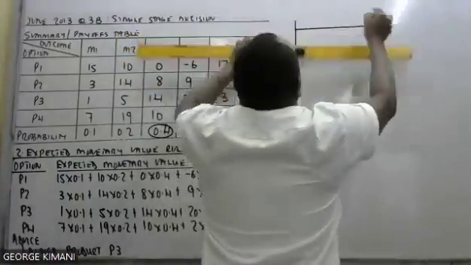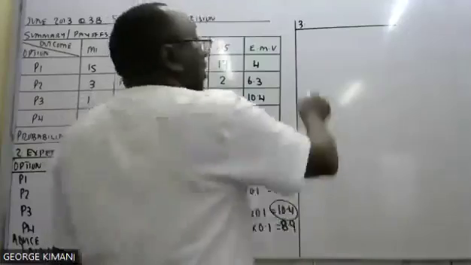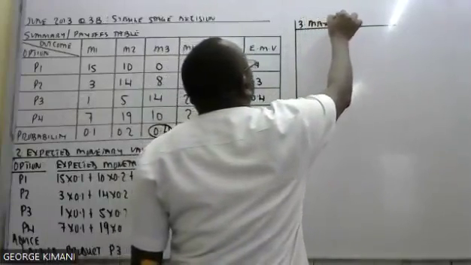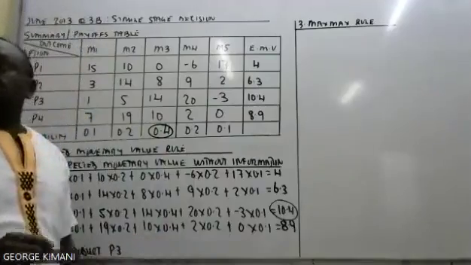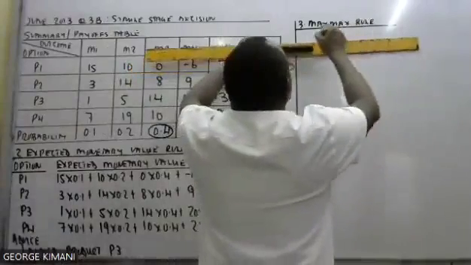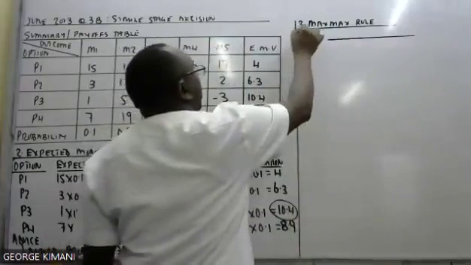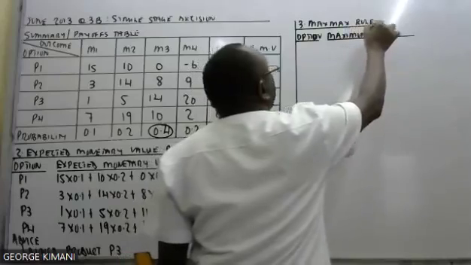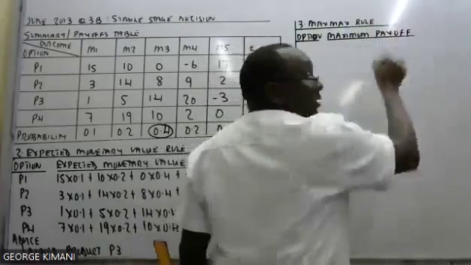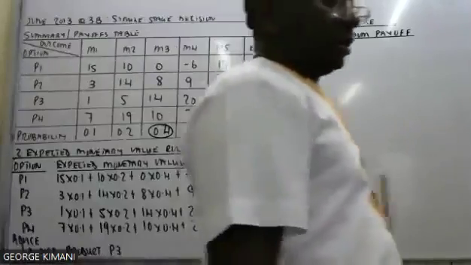Then we go to another rule, number 3. That is called max rule. Now max rule is handled like this. We begin with the option here, and then you extract the maximum payoff.